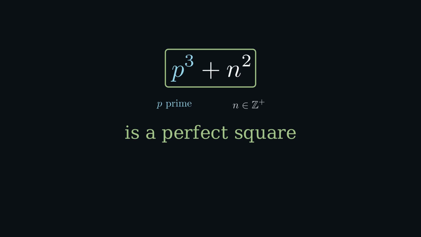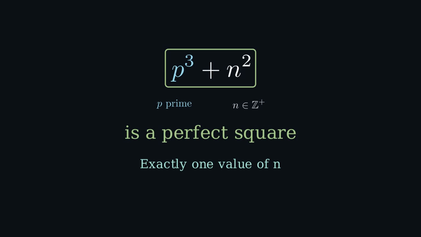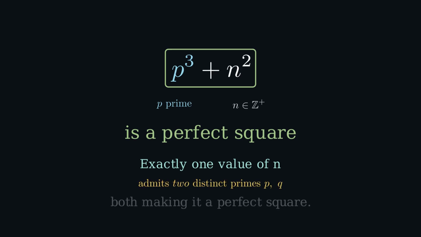So in general, there are infinitely many values for n which will have a solution. There'll exist a prime that will make it a perfect square. But most of them will only have one prime that'll make it a perfect square. It turns out there's exactly one value for n for which there'll be two distinct primes which result in a perfect square. And we're going to find those now.